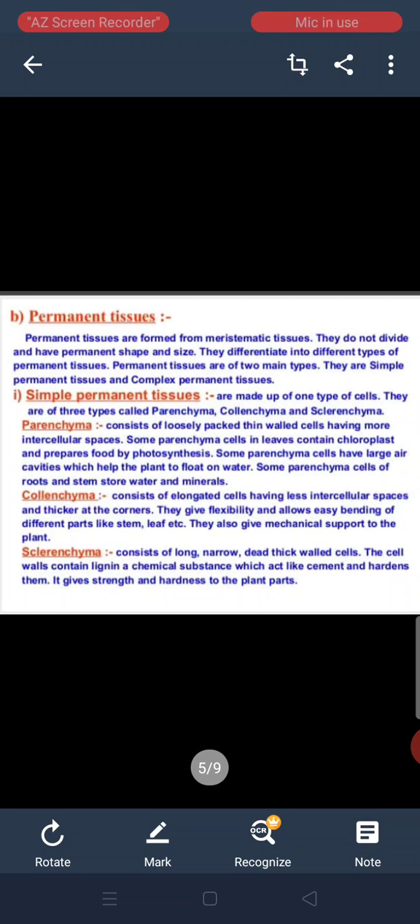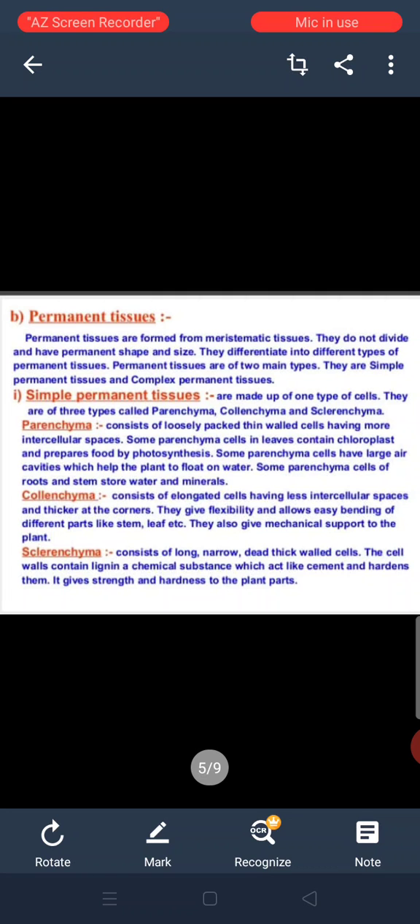Parenchyma consists of loosely packed thin walled cells having more intercellular spaces. Some parenchyma cells in leaves contain chloroplasts and prepare food by photosynthesis. Some parenchyma cells have large air cavities which help the plant to float on water. Some parenchyma cells of roots and stem store water and minerals.